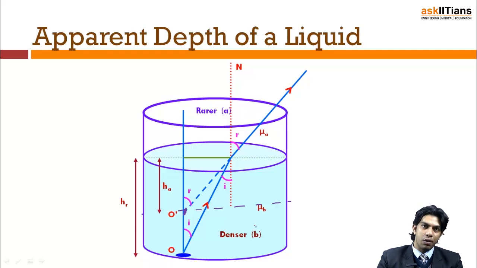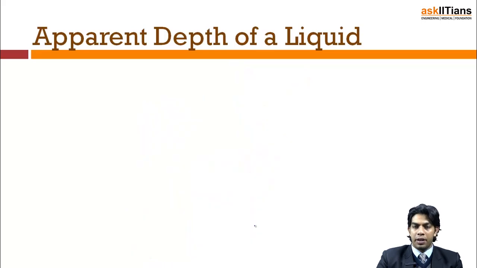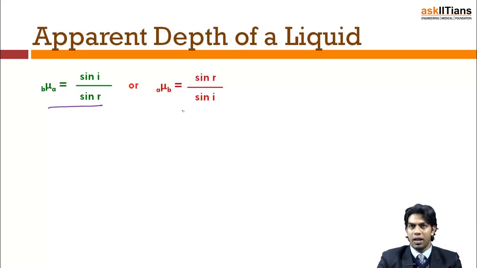But the decrease or the fall in the apparent depth of the liquid is because of refraction. And we will calculate it out, that is, B mu A is sin I by sin R, and the reverse of it, A mu B is sin R by sin I.